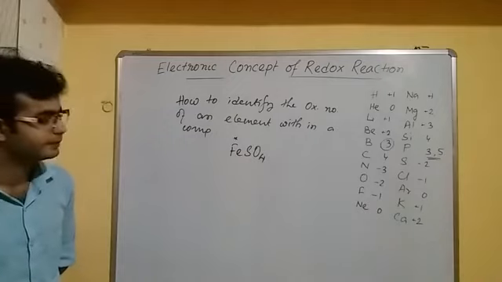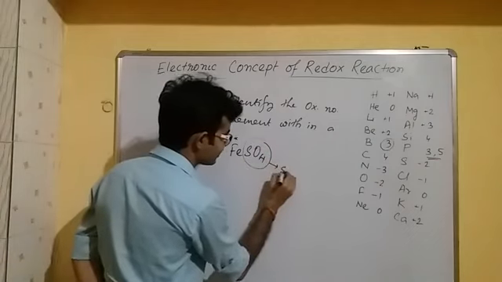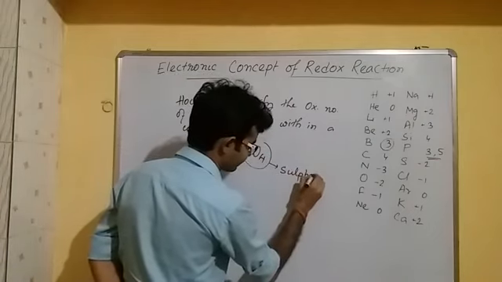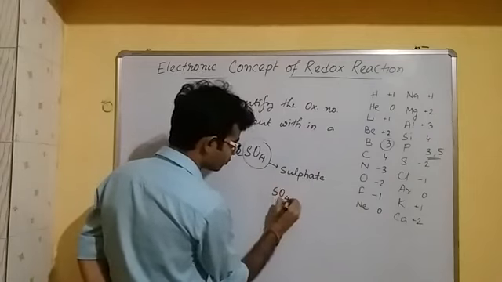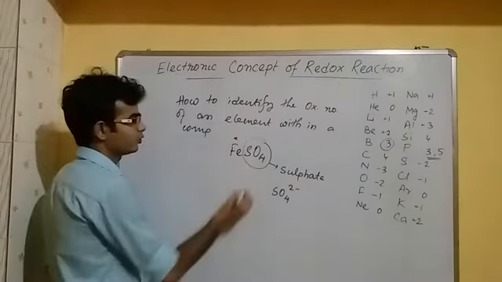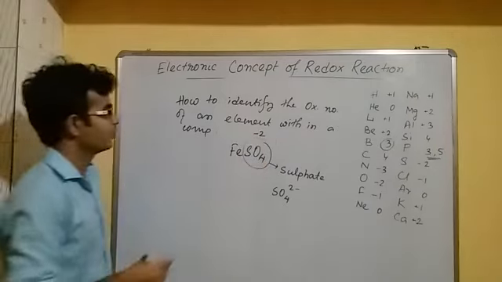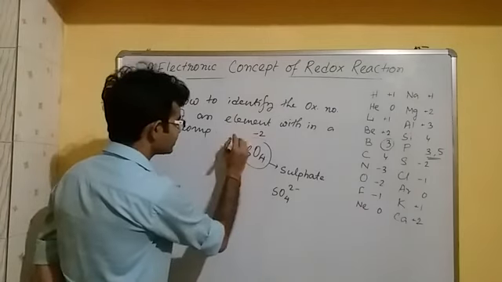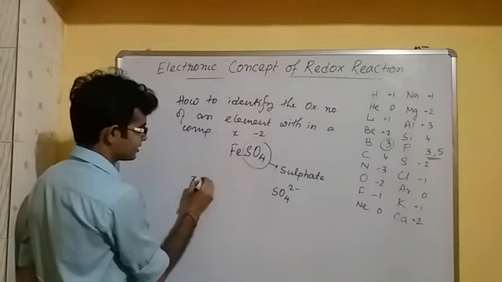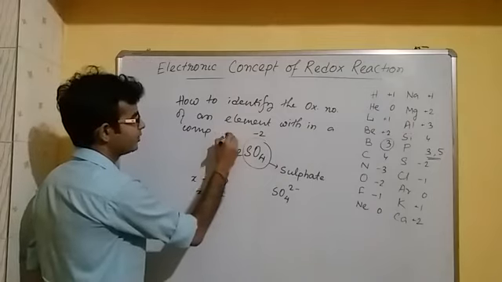How do you solve it? SO4, this one is sulfate. It is very well known. Sulfate is SO4 2 minus, so in case of sulfate, the charge is -2. We know the overall charge of a compound is 0. So if it is -2, suppose this one is x, then x minus 2 is equal to 0, x is equal to +2. So it will be +2.